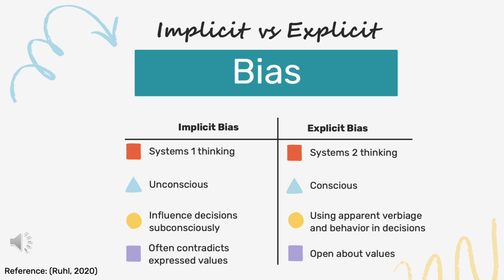On the other hand, explicit bias represents System 2 thinking. These biases are the ones that we are conscious and aware of and choose to be. These biases are apparent to us and others in the verbiage that we use and the behavior that we exhibit. We are aware of our thinking and open about the values that are true to us in explicit bias.